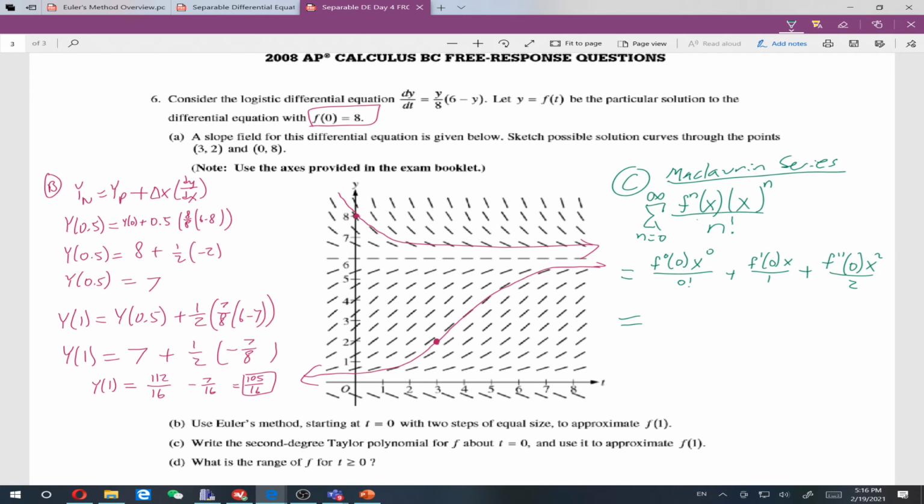Alright, so if we don't derive, but we plug in 0, then what's our y value? 8. So this should be 8 times x to the 0 power. What's x to the 0 power? 1. So this is 8 times 1 over, what's 0 factorial? 1. Okay, so this first term is just 8. Plus the derivative when x is 0.